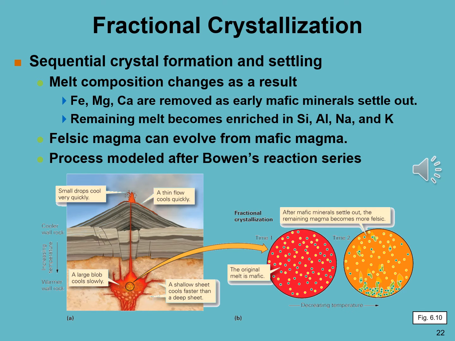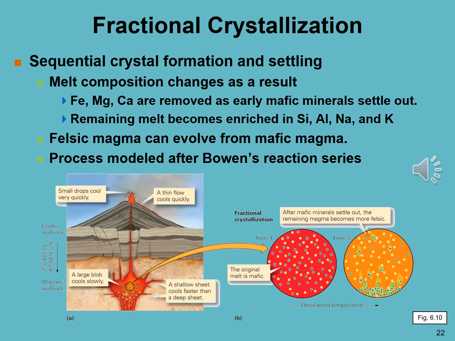Mafic minerals solidify at a higher temperature than felsic minerals in a melt. As a result, the iron, magnesium, and calcium are removed as early mafic minerals settle to the bottom of the melt. As a result of this process, the remaining magma melt becomes enriched in silica, aluminum, sodium, and potassium, elements that will evolve into felsic minerals as the melt progressively cools. This is called fractional crystallization.